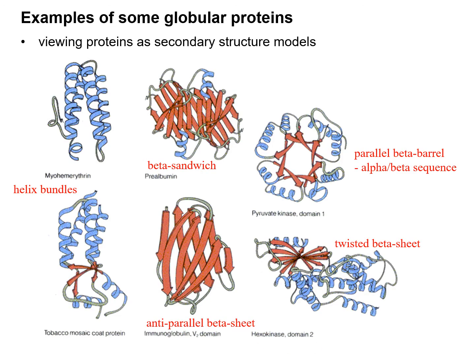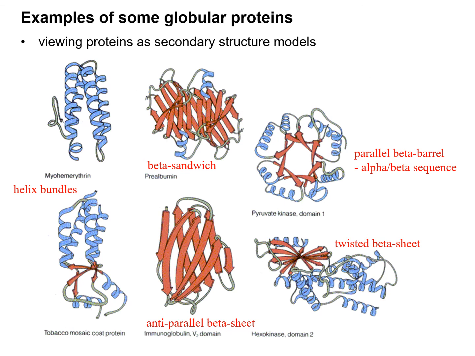Here are some examples of globular proteins. These are particularly viewing proteins as secondary structure models, where you can see the alpha helix, beta sheets, loops and turns, and so on. The first one here is the helix bundles, where multiple alpha helices are stacked together, as you can see here, to form the bundles.